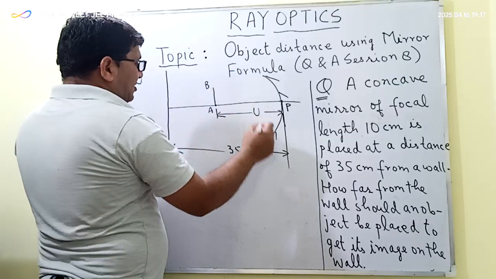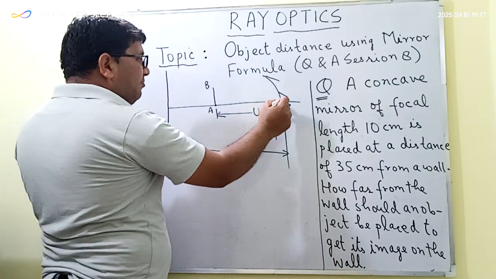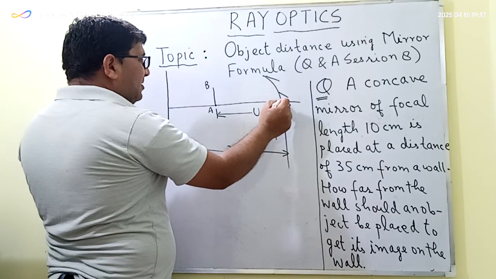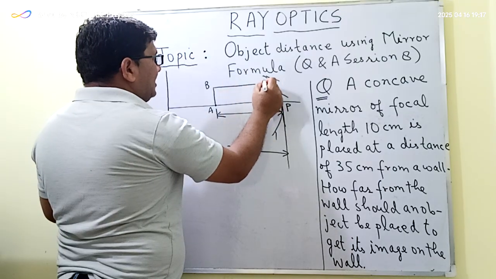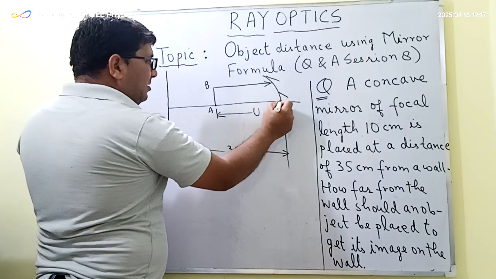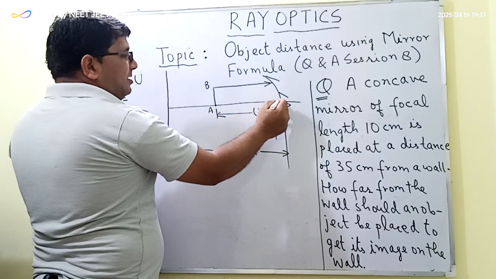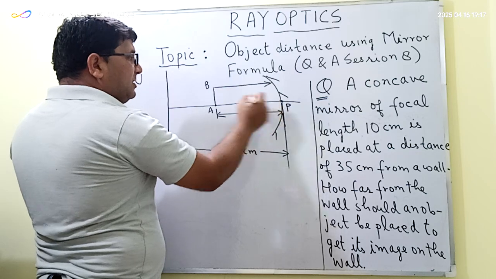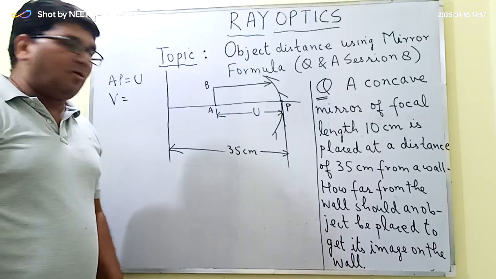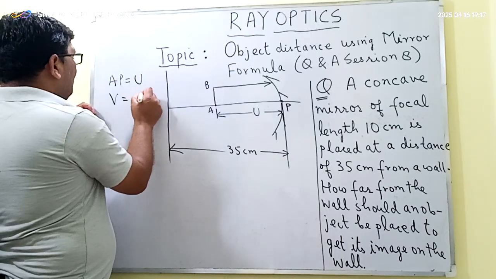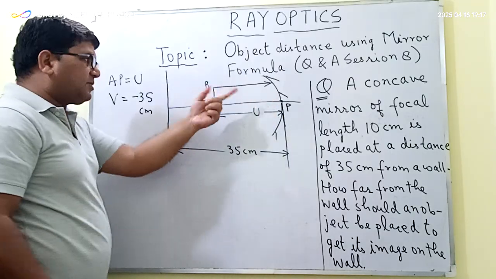Now since all the distances are measured from the pole of the mirror, and we are measuring the distance from the pole of the mirror in the opposite direction of the ray. So this is the object, so the ray will be directed like this as given by this arrow, and we are measuring all the distances from the pole of the mirror. So in this case the measurement of the distance is in the opposite direction of the ray which is incident on this concave mirror. So here v will be equal to minus 35 cm because we are measuring the distance in the opposite direction of the ray.